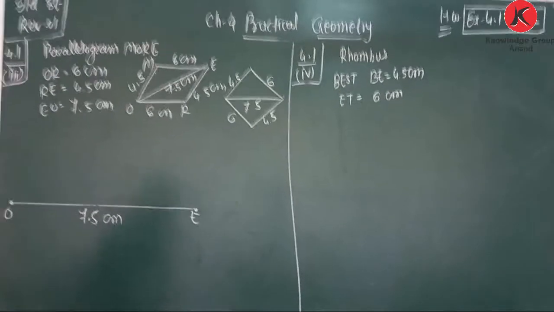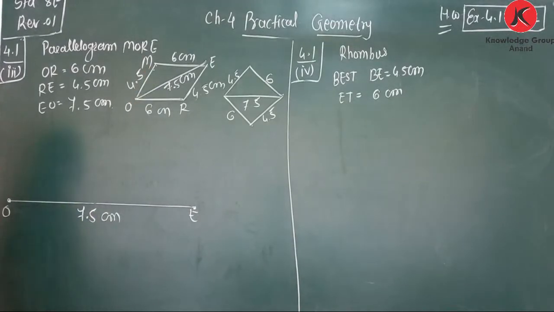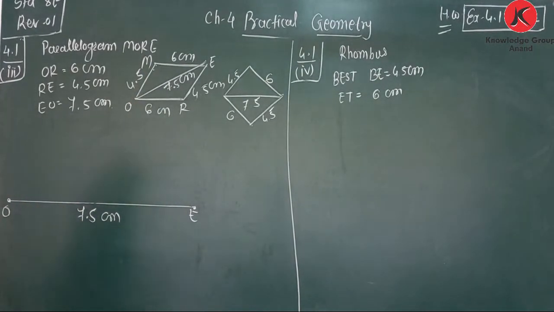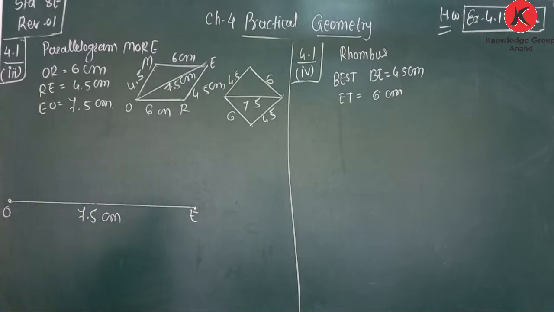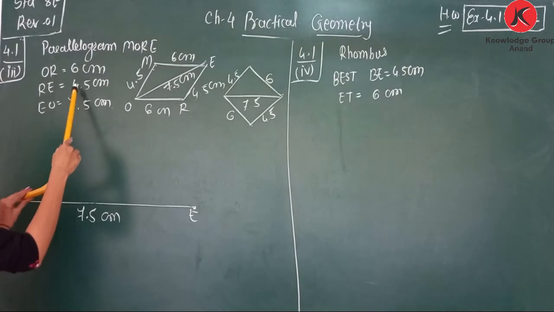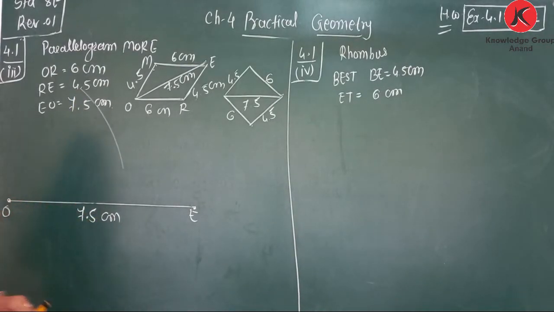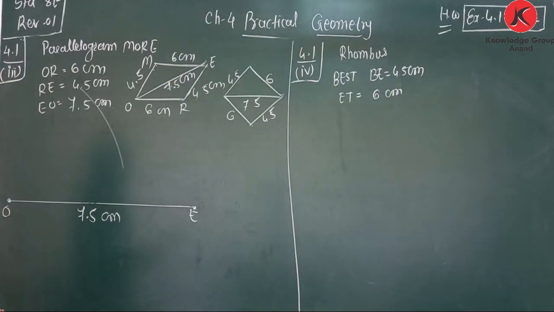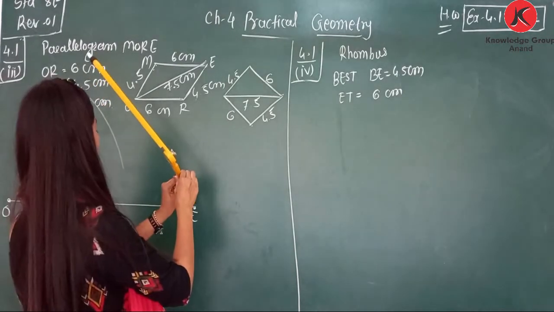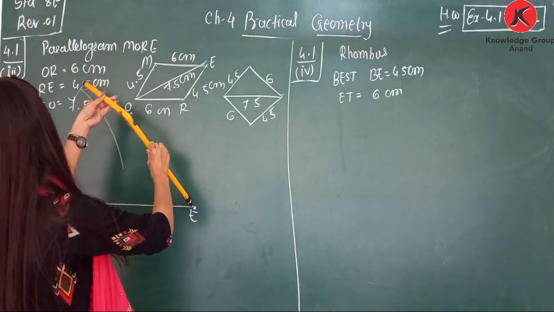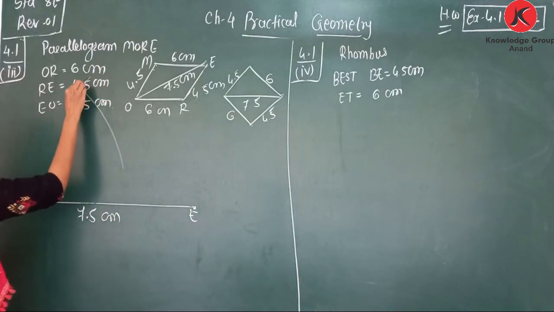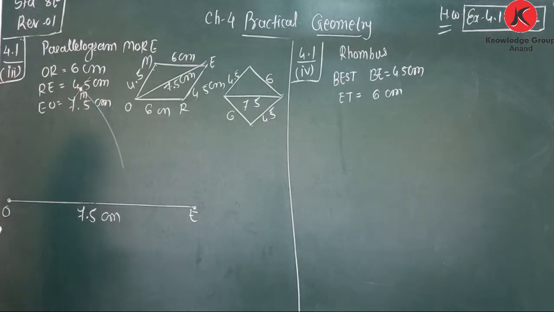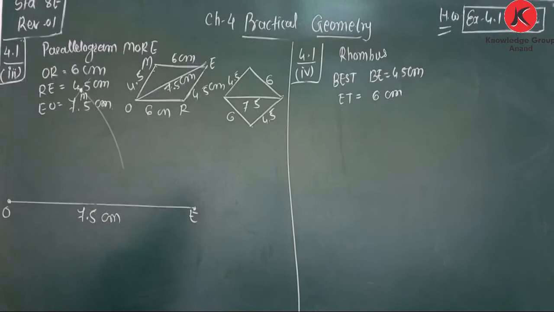Now next, from O, make an arc of 4.5. So let's draw a 4.5 from O. So we take the measurement of 4.5 and make an arc. So this is our 4.5. From E, make an arc of 6 centimeter. So let's take the measurement of 6 centimeter on compass. And we will draw 6 centimeter from E. So it intersects here. We give the name M. Join OM and EM.